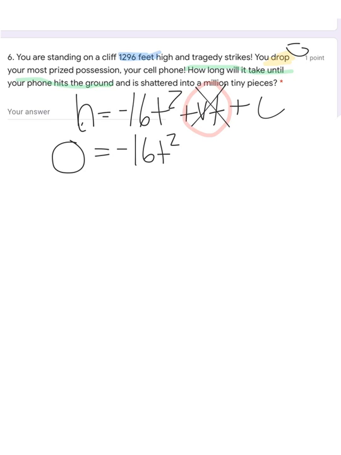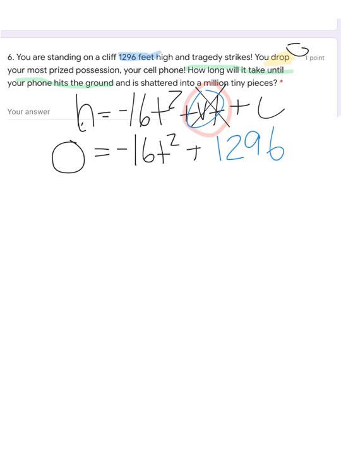So we'll keep going. We have now plus, and what's our initial height? Well, it happens to be 1,296. So that's how our equation will look. And once again, we drop it, which is why we're not plugging in for v. Now we'll factor, and we'll solve, and we'll try to find our solutions.